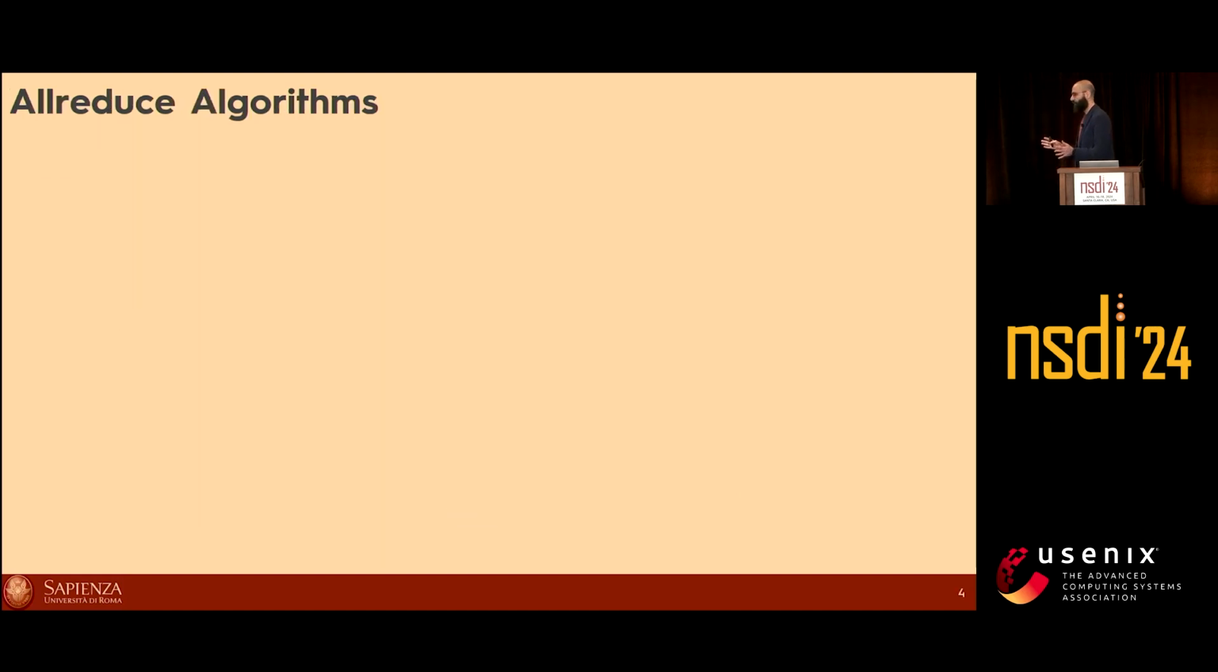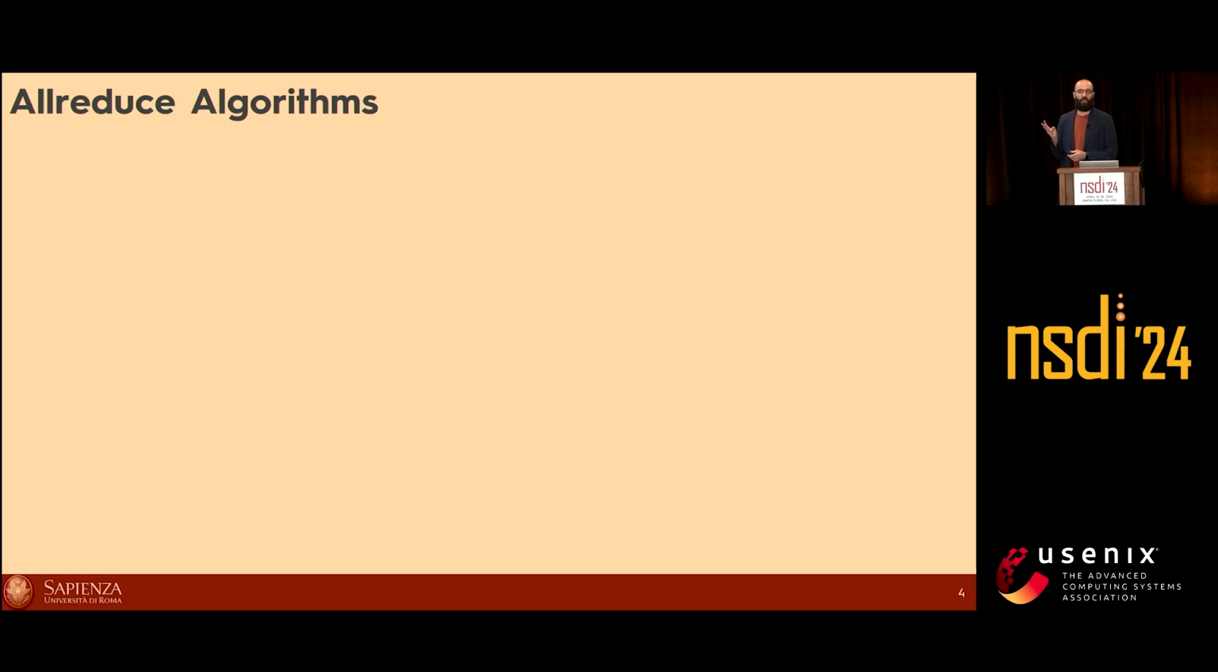Now, before describing what Swing does, let me spend a few words on what's the state of the art for Allreduce algorithms on multidimensional torus networks. It's important to say that you cannot just take any existing algorithm and run it on a torus because it will most likely perform very badly, because the torus has a very low bisection bandwidth. So you need to have algorithms that are aware of that and schedule the communications in such a way that you don't have many flow collisions and so on and so forth.